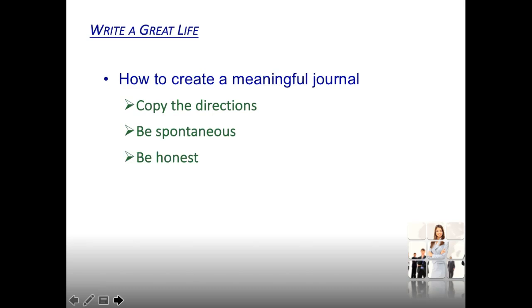Third, be honest as you write. When I read these journals, I want to see where you need development and also understand your current situation. So use this journal to discuss any challenges you may be facing.